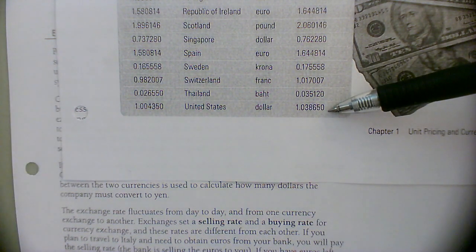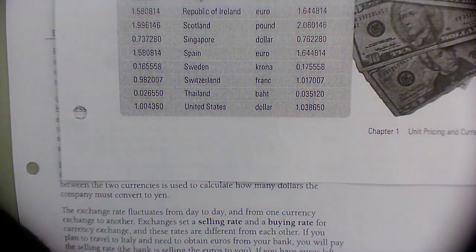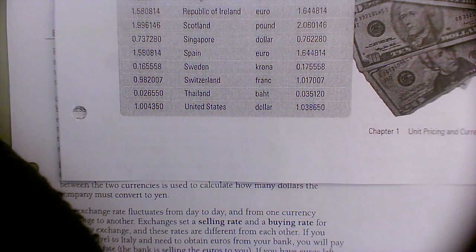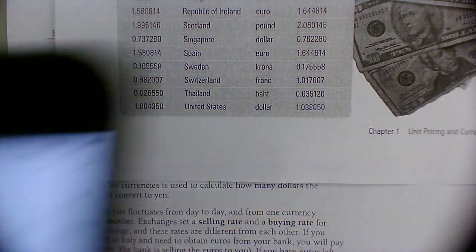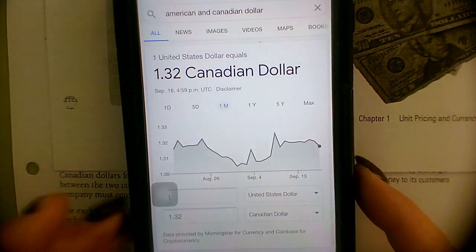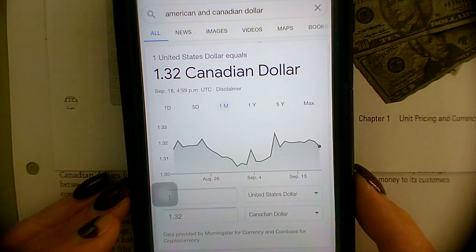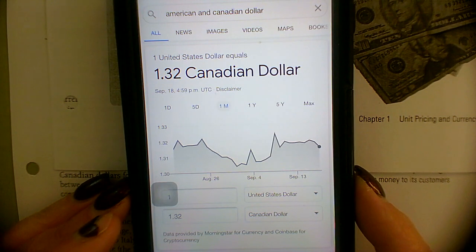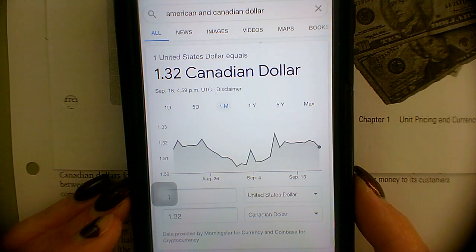This was published when Canada and the United States exchange rates were really close together, right? Really close together. And so, okay, currently our Canadian dollar, one United States dollar equals $1.32 Canadian. That means for every dollar that we want to buy of American money, it'll cost us $1.32 Canadian.